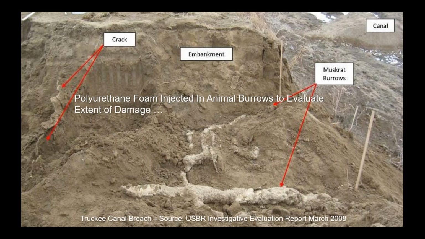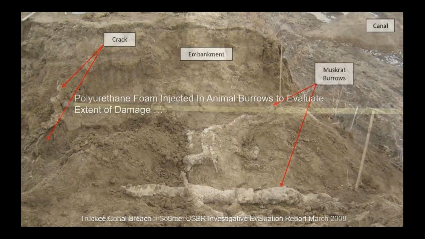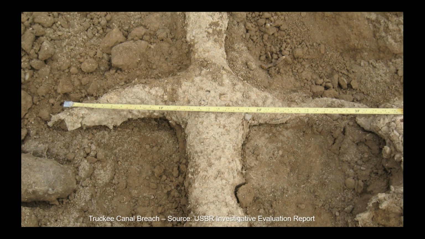What the Bureau of Reclamation did here was kind of interesting. As they wanted to know how bad this was, they went to different parts of the embankment where there was a lot of rodent activity, and they injected in an expanding foam, and then they went in and did an excavation to see how extensive the network was. And here's a picture from that. Here's another picture just showing how they had tunnels and cross tunnels.